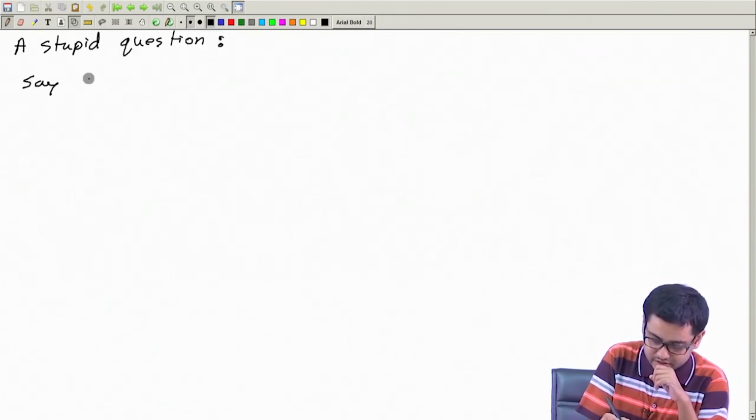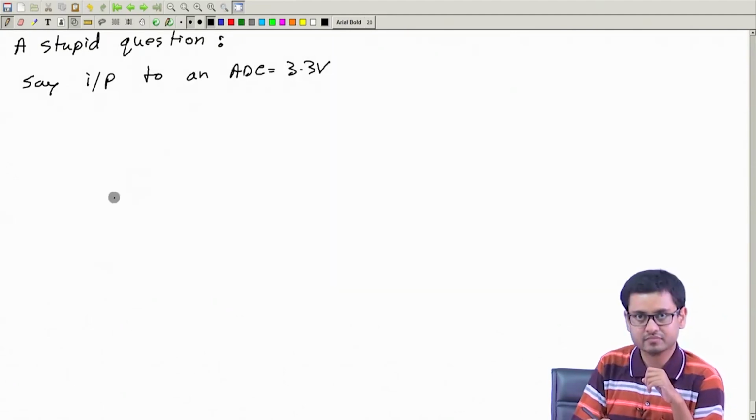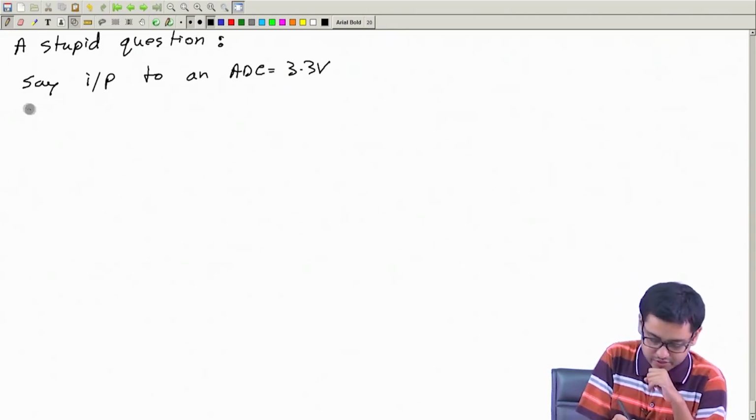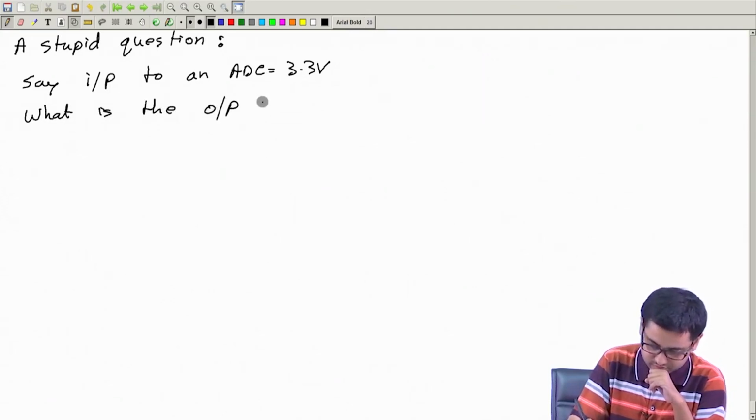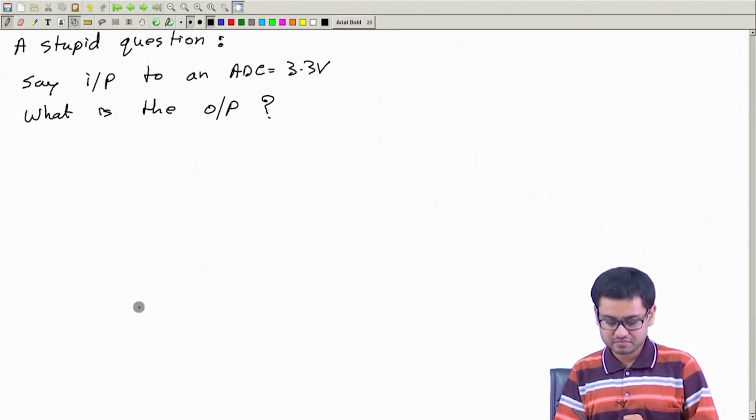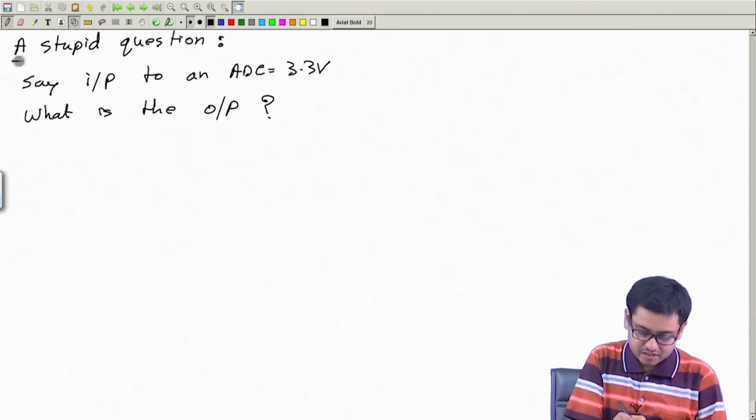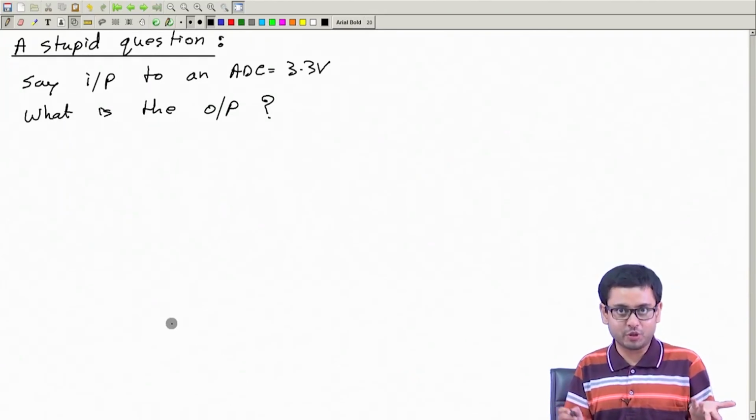Say the input to an ADC is equal to 3.3 volt. Okay. What is the output? This is a question. Do you know the answer? There is no answer, because this is a stupid question.